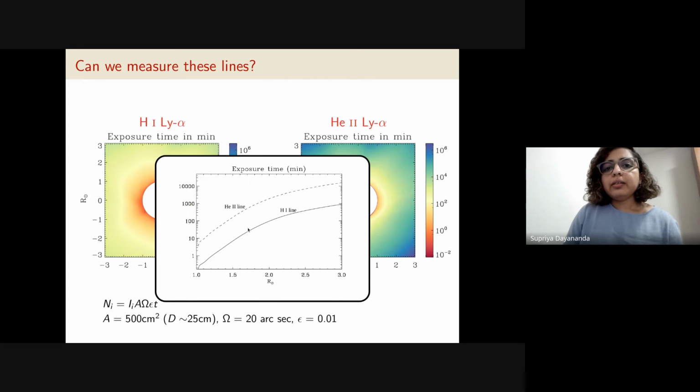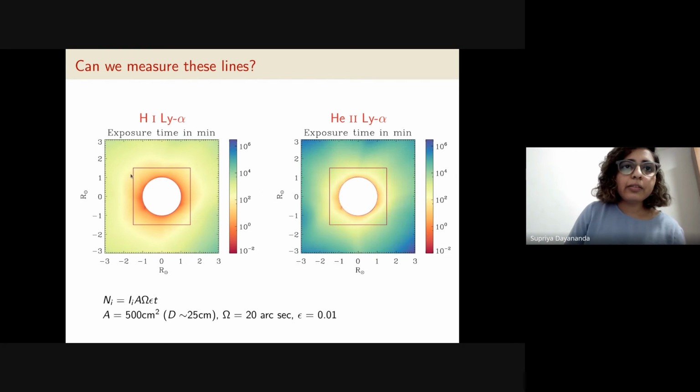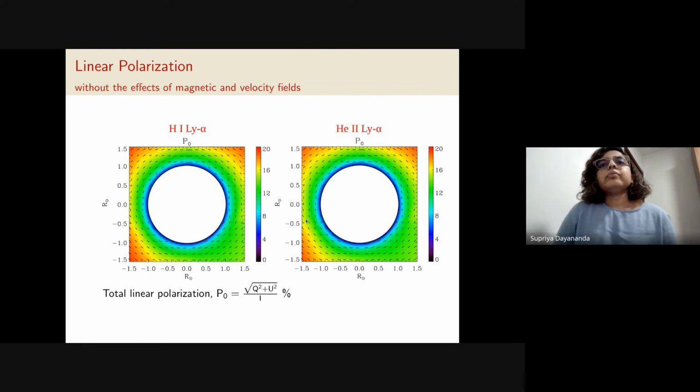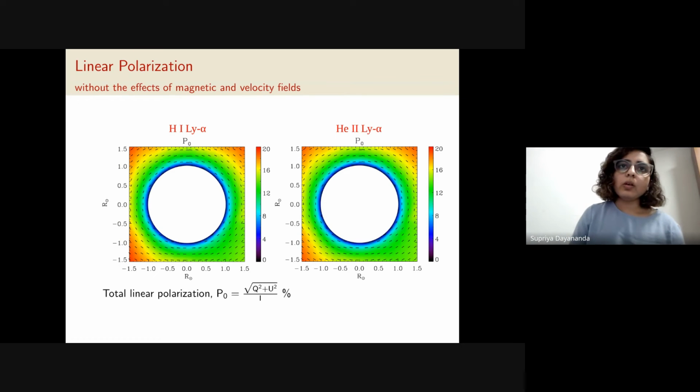So for all the further calculations, we just restricted ourselves to half a solar radius and did our linear polarization computations. Okay, so now let's see how the linear polarization signal looks in both these lines. So here, again, in the first case, I don't consider any magnetic field or velocity field effects and compute how the linear polarization would look.